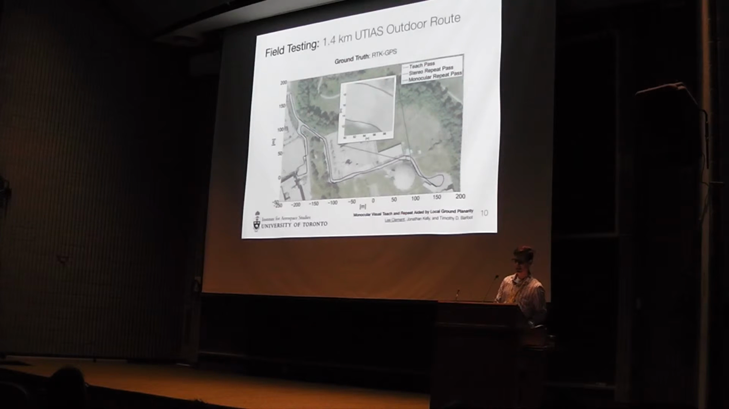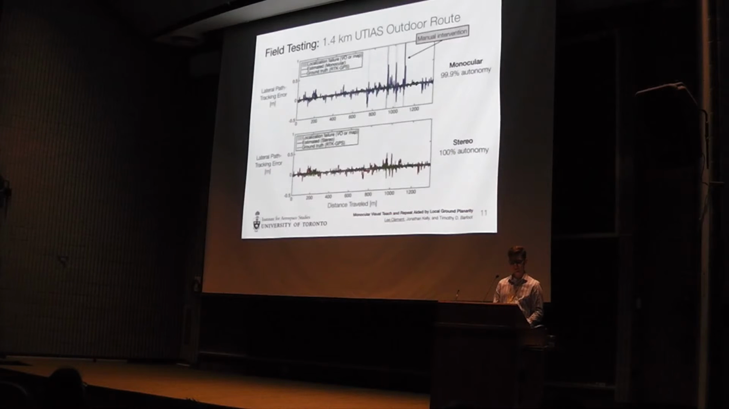And you may not be able to tell, and that's kind of the point, but there are actually 3 lines on this plot. They are the same to a large extent, which is good, because that means that both of our systems are performing pretty much the same and doing very accurately compared to the teach pass. But if you want to look a little bit more quantitatively, we can take a look at the lateral path tracking error, which is, again, how far off to the side you are from the path, and look at it for both the monocular and the stereo cases.